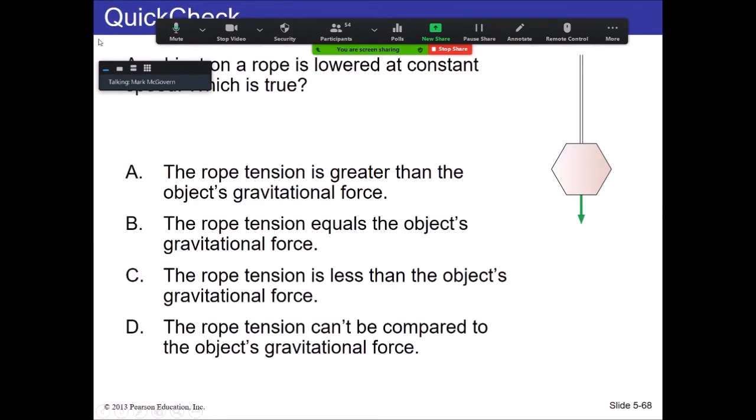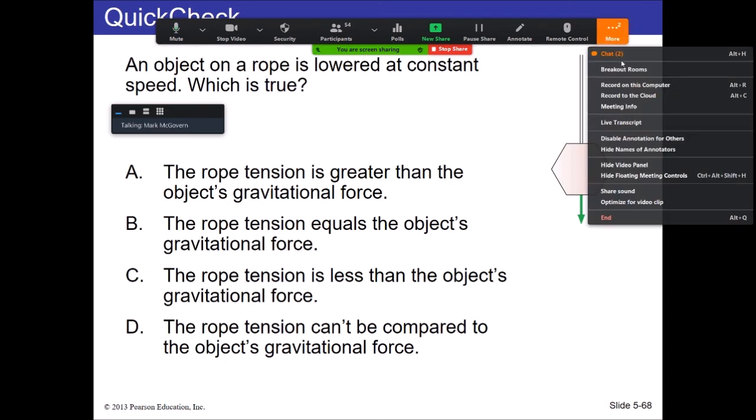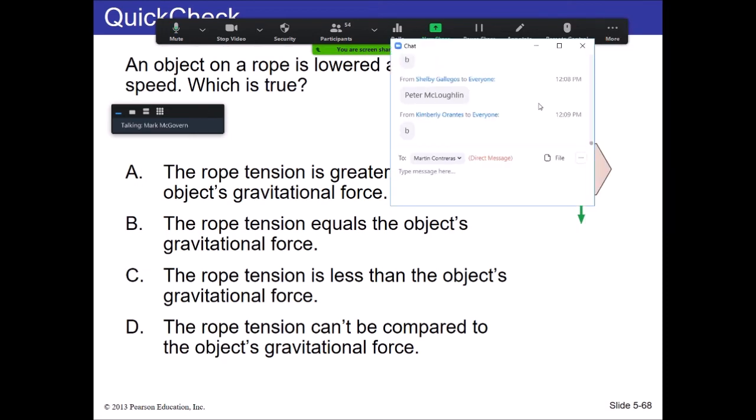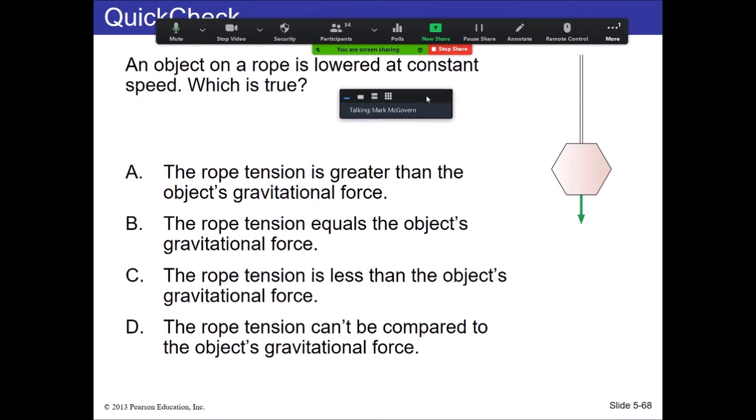Question for you here. An object on a rope is lowered at a constant speed, which is true? We've got letters here. The answer here, I need to move on a little bit, so I'm not going to give you too much of an opportunity to guess things. The answer here is B.